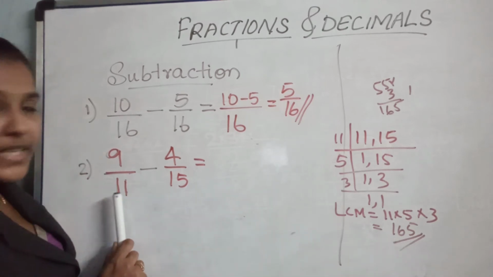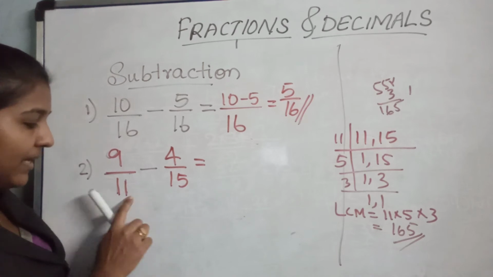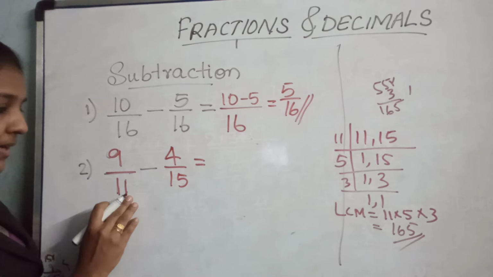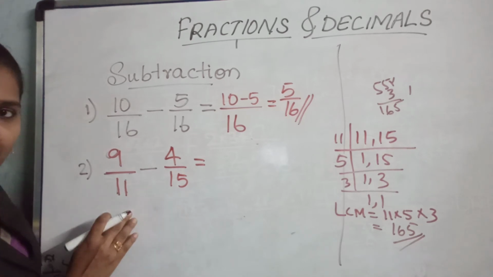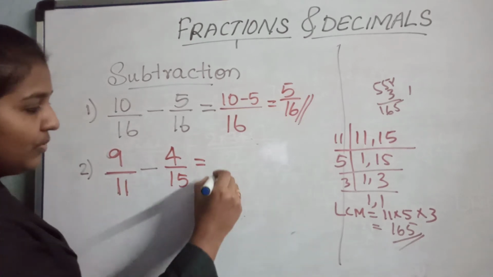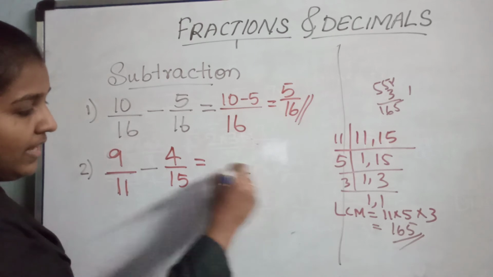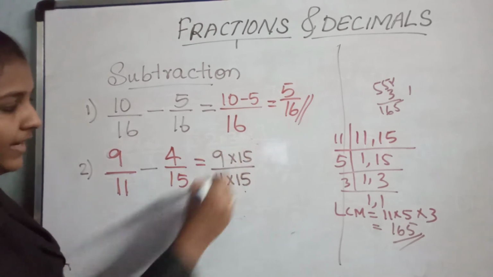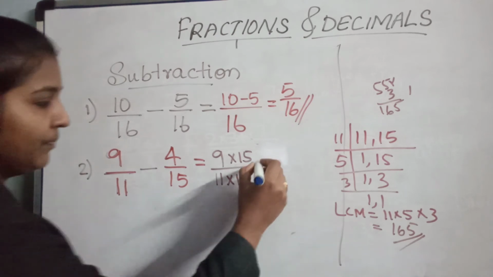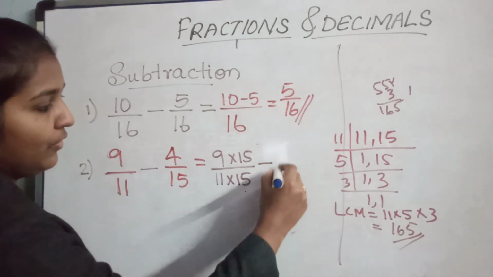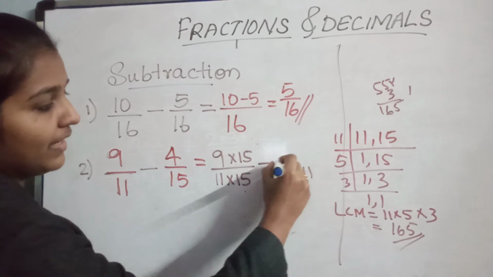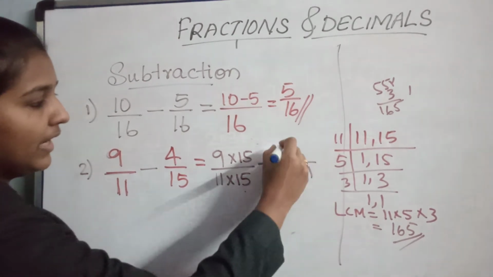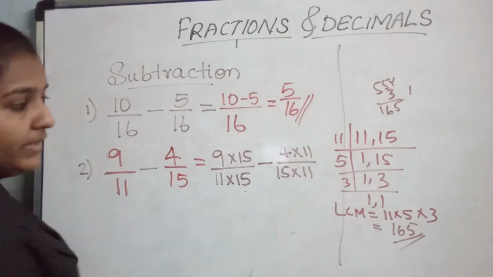So you take the number which we have to multiply with 11 to make it 165. That is, we know we can multiply 11 with 15 to get the number 165. So you multiply 11 with 15 and use the same number 15 with 9 also. Multiply it with 9 also. Then minus, then 15 with 11 will give you 165. So multiply it with 11 and then multiply 4 also with 11.